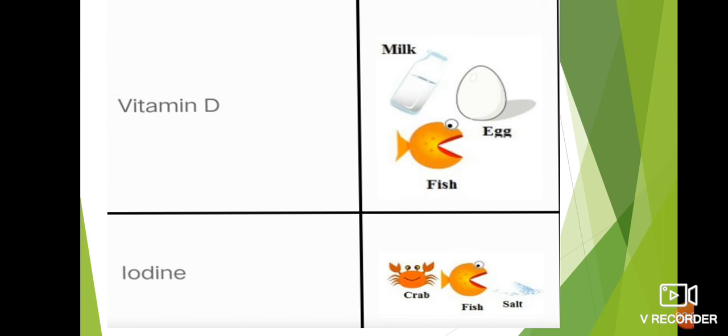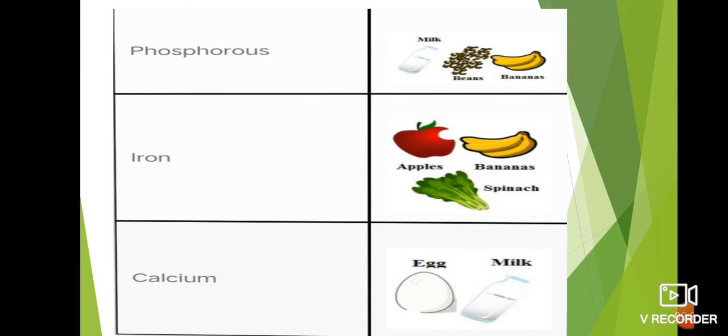Next, crab, fish, salt contain iodine. Milk, beans, banana contain phosphorus mineral. Apple, banana, spinach contain iron minerals. Egg, milk contain calcium. These are the food items that contain different types of nutrients.